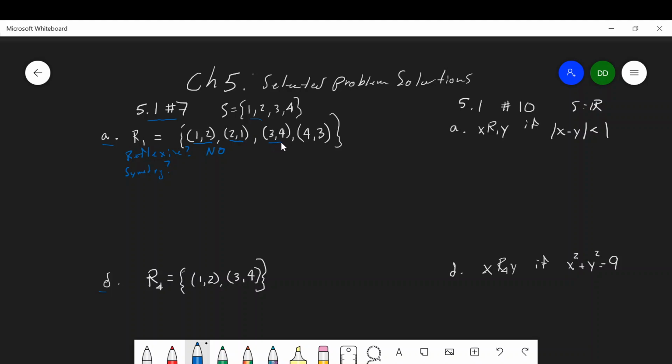All right, 3 is related to 4. Is 4 related to 3? Yes. And then the other way around as well. 4 is related to 3, and 3 is related to 4. And so this checks out, yes. It is symmetric. What about transitivity?